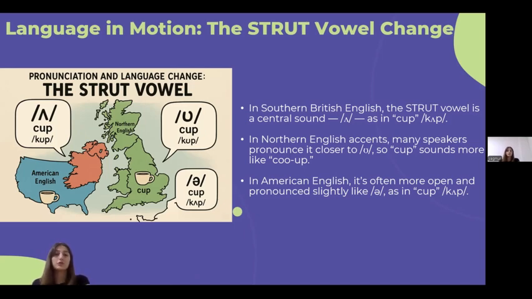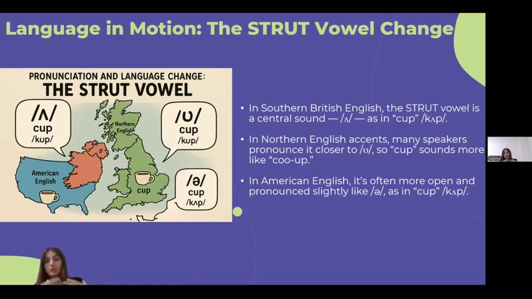Anyway, the strut vowel is the sound like in the words cup, luck, sun and love, maybe blood. It is called the strut vowel because it appears in that word. This sound is very common in British English, but it wasn't always pronounced this way.